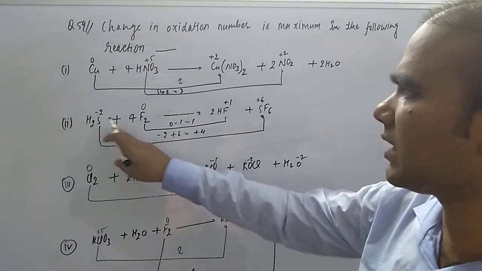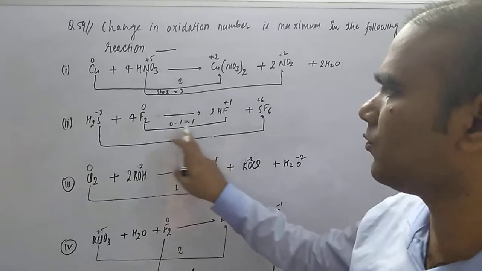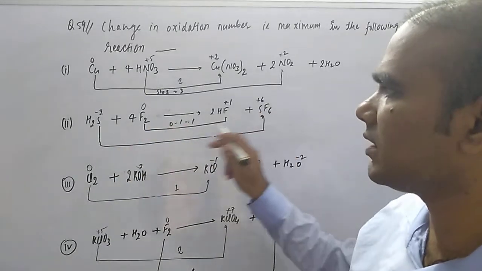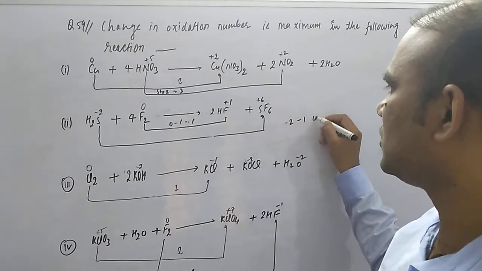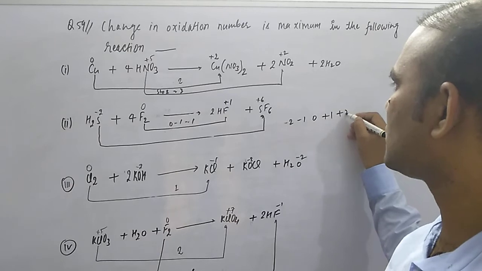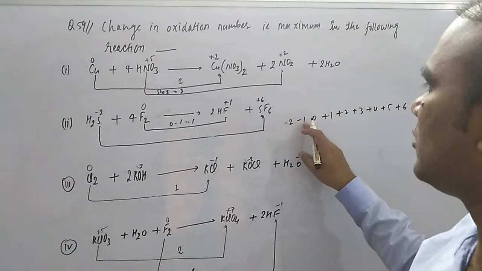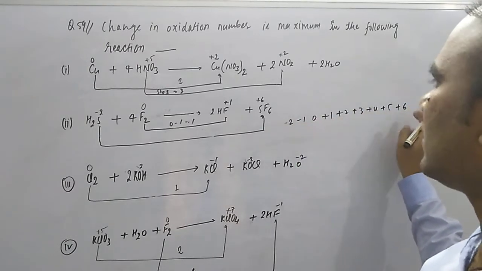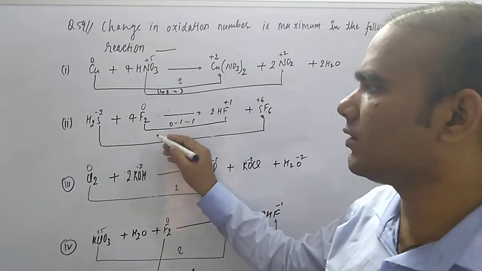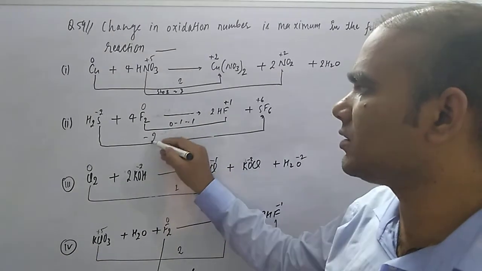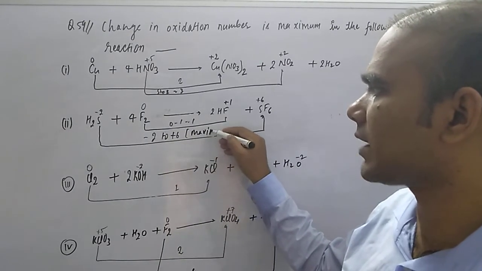But here, if you are checking, the maximum change is there, student. If you write minus 2 to 6, minus 2 minus 1, then it will come 0, then plus 1, plus 2, plus 3, plus 4, plus 5, and plus 6. How much change? 1, 2, 3, 4, 5, 6, 7, 8, 9. Means here is the maximum change in this state, student. So better you can write that minus 2 to plus 6 is the maximum change.